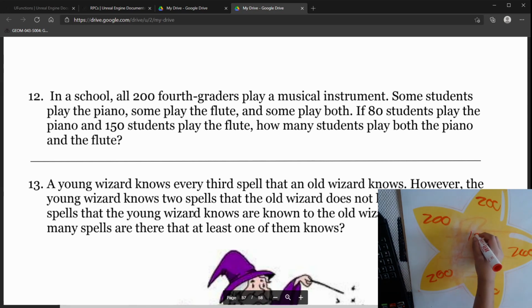And so, if we do 150 plus 80, then we will get 330. Whoops, that's 230. So that's crossing the limit. So since we got 230, how we solve the problem is we do 230 minus 200, or minus the total number of people there are, which is 200. And we would get 30. So 30 is the answer.